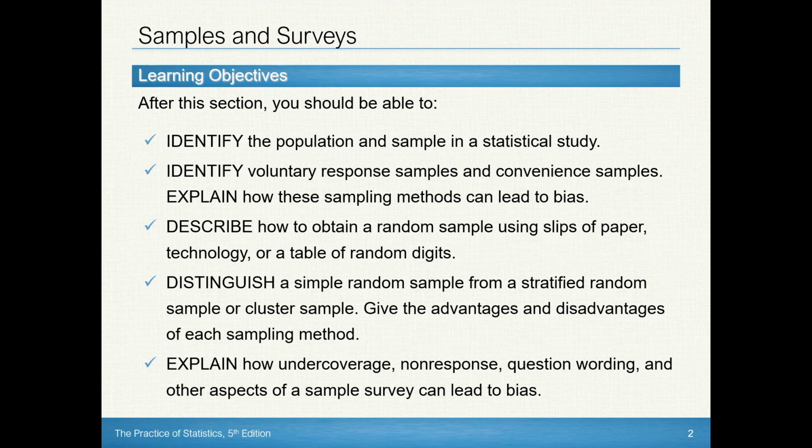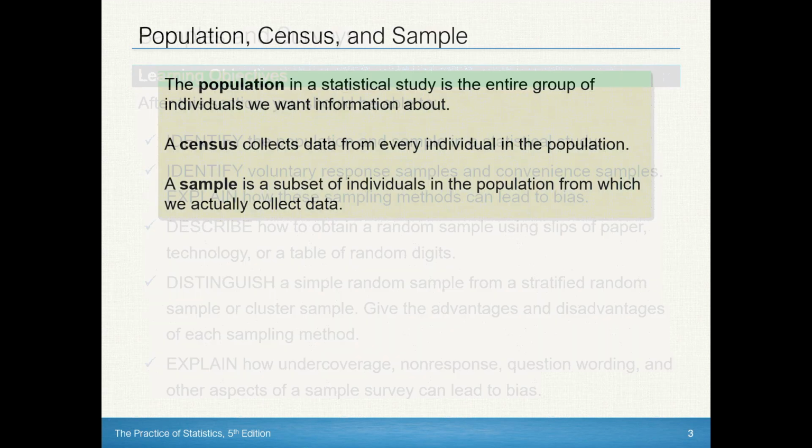We'll describe how to obtain a random sample using a variety of methods, including slips of paper, technology, or a table of random digits. We'll distinguish a simple random sample from a stratified random sample or a cluster sample and talk about advantages and disadvantages for each. And we will explain how undercoverage, non-response, question wording, and other aspects of a sample survey can lead to bias.